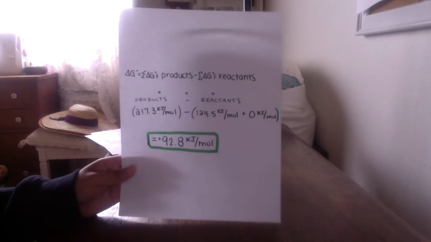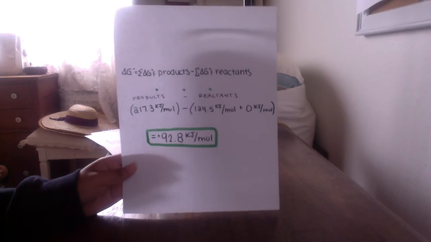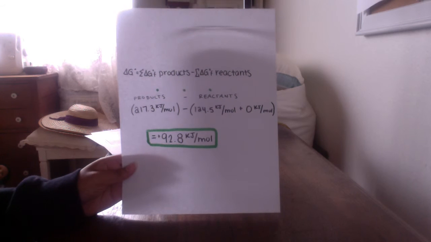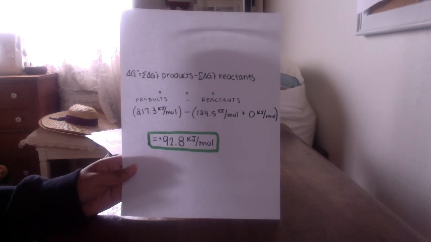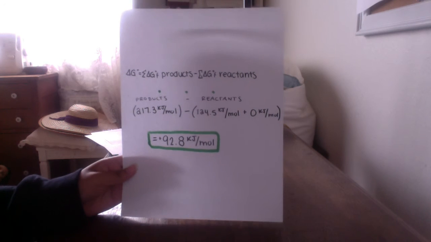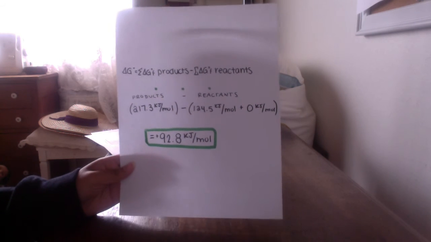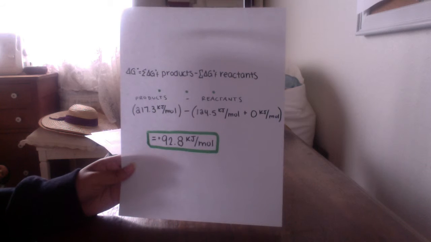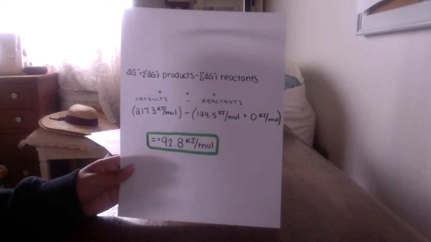So by using that handy formula that I showed earlier, we are able to calculate Gibbs free energy. So you take your kilojoules per mole of your product, subtracted by the sum of the kilojoules per mole of your reactants, and you get a positive 92.8 kilojoules per mole.